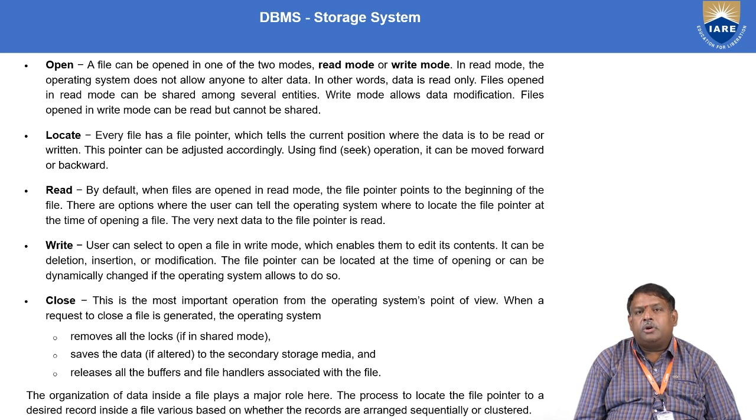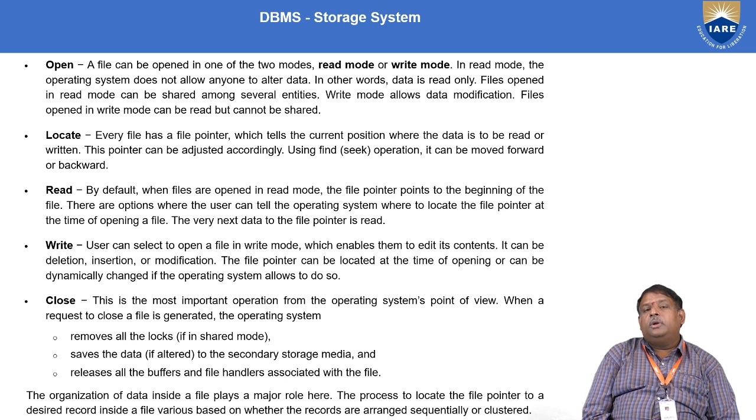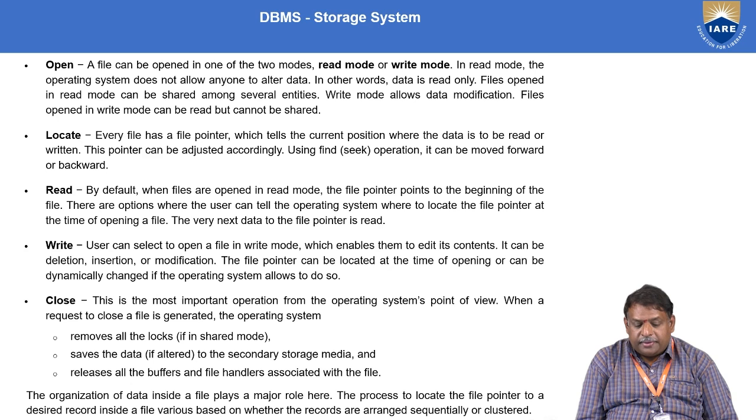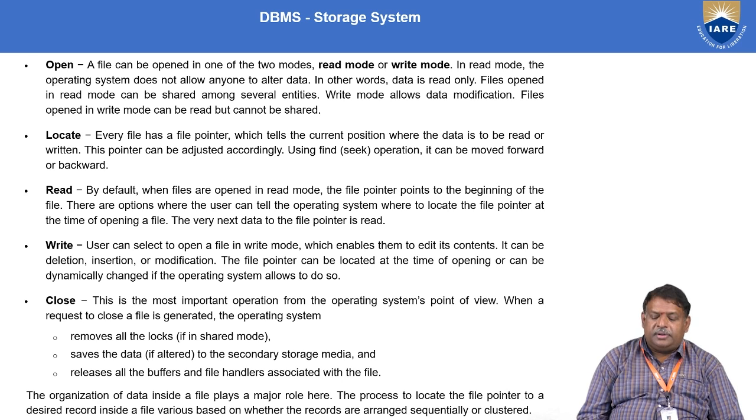Close. This is the most important operation from the operating system's point of view. When a request to close a file is generated, the system removes all the locks in shared mode, saves the data, and releases the buffers. The organization of data inside the file plays a major role here. The process to locate the file pointer to the desired record inside the file varies based on whether files are arranged sequentially or clustered.